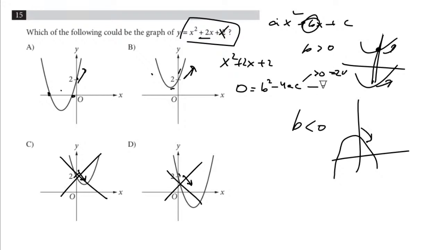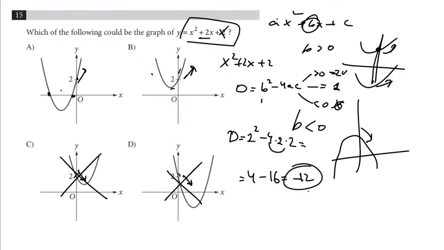If it's more than 0, two solutions. If it equals 0, there is one solution. And if it's negative, there are no solutions. So it should be negative. Let's check. It's b squared, 2 squared, minus 4 multiplied by 2 multiplied by c. What is c? c is 2. So this equals 4 minus 4 multiplied by 4. It's 16, so it's minus 12. So it's negative, so there is no solution. But this function has solutions, so this is not the answer. The answer is B.